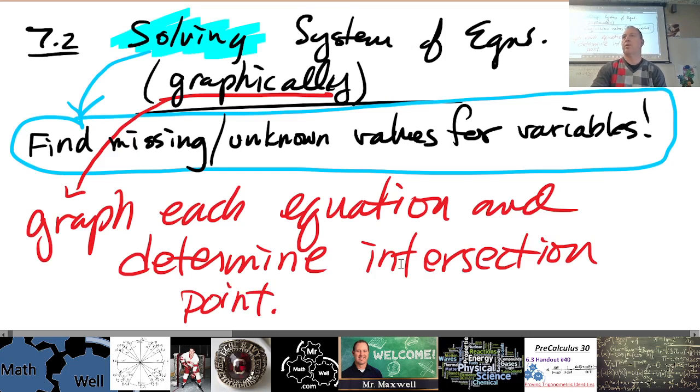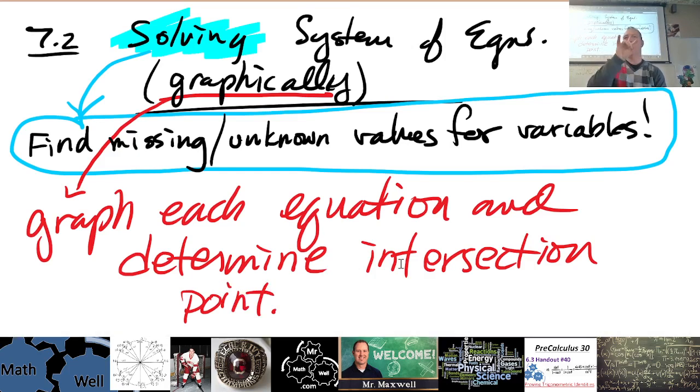Because let's face it, the x and y unknown variables in one equation, if they're the same for both, guess what? That's the exact same point on both lines. Where is the exact same point on both lines? Well, it's at the exact point they intersect. So if we are looking for values for the variables that fit 2 equations at once, that means we're looking for the intersection point of 2 graphs at once.